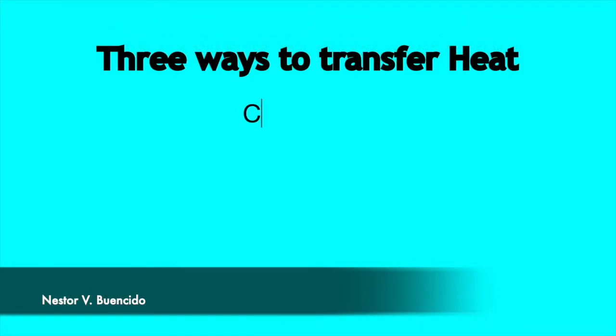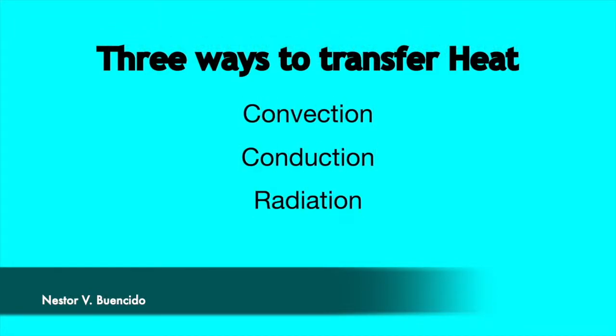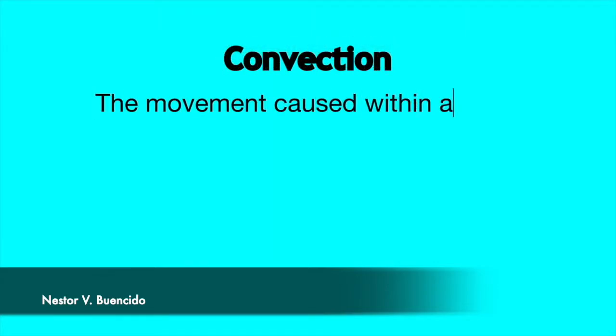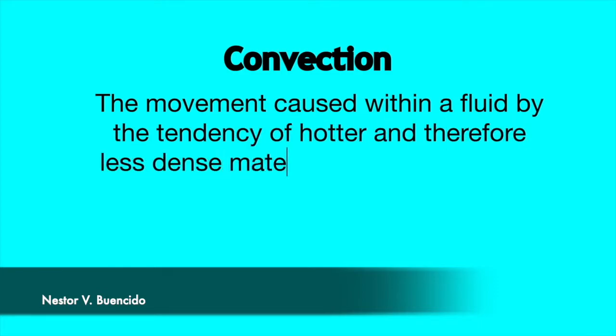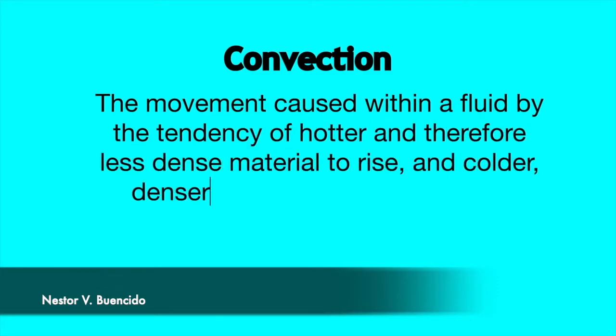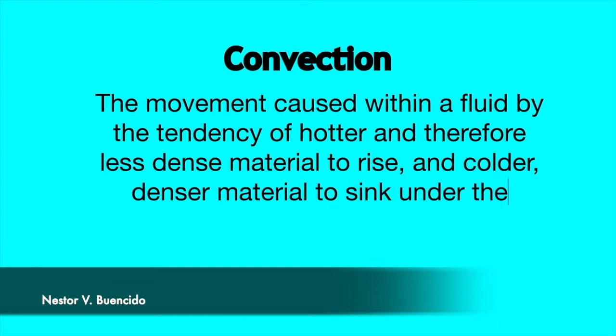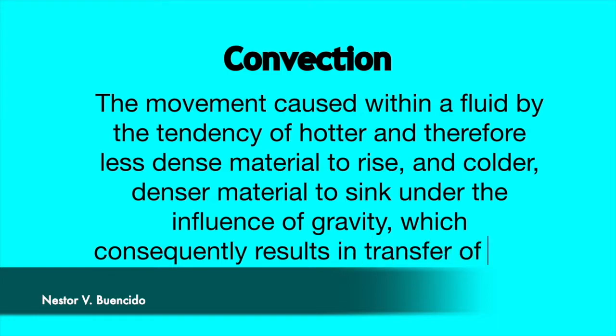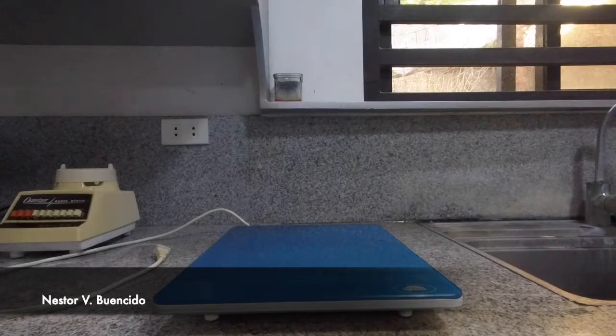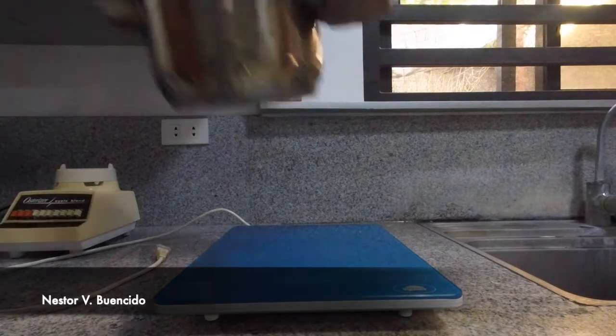There are 3 ways to transfer heat: convection, conduction, radiation. Convection, the movement caused within a fluid by the tendency of hotter and therefore less dense material to rise and colder, denser material to sink under the influence of gravity, which consequently results in transfer of heat. Take the case of water being heated in a pot.